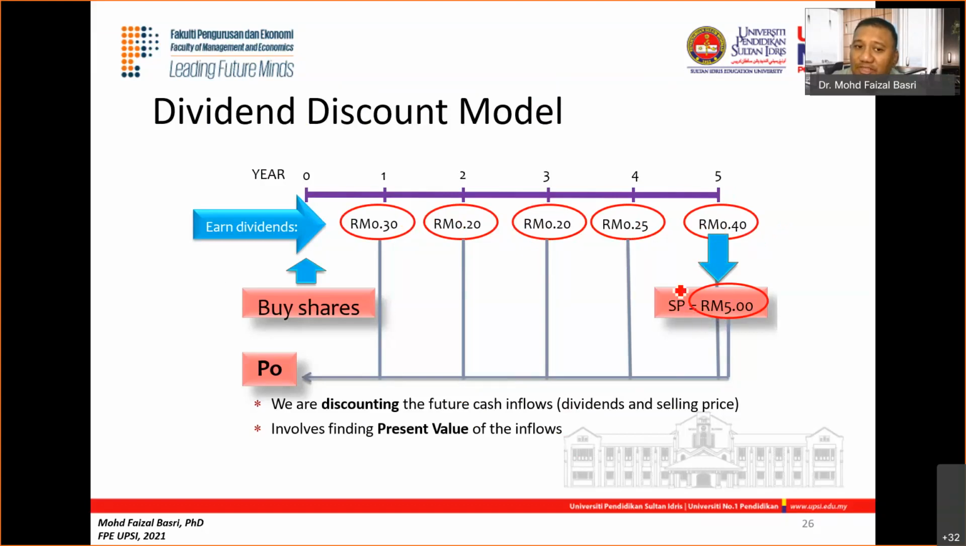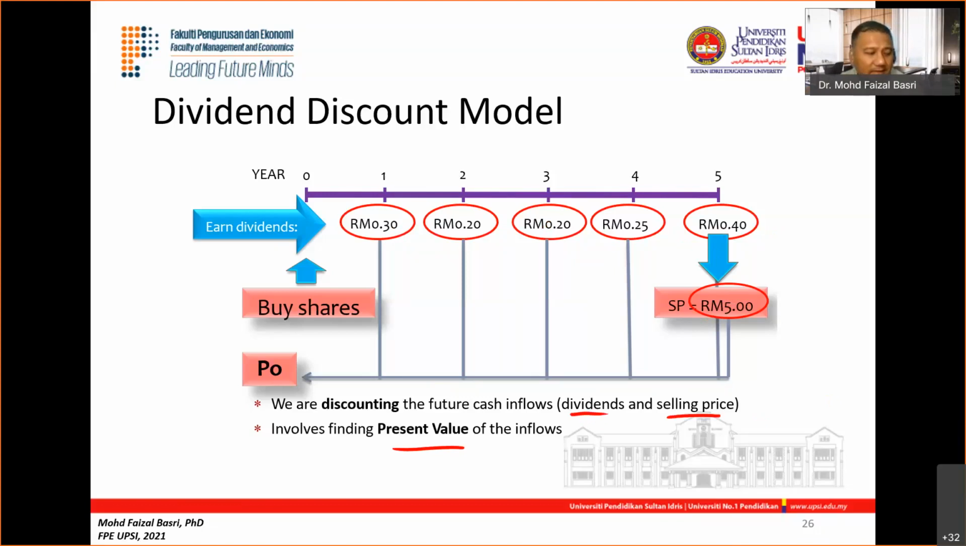So what we need to do is to discount all of these dividends, the 5 years of dividends together with this selling price, to today's value. So we want to find the present value of all of these inflows: the dividends, 5 years, and one selling price. So we're going to discount the dividends and the selling price. That's, in a nutshell, the dividend discount model.